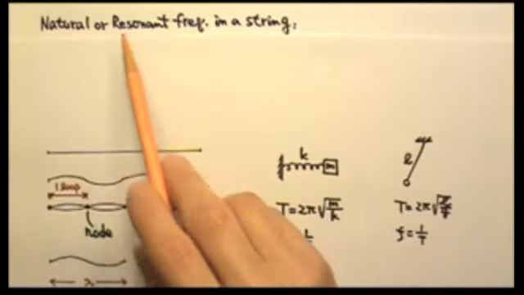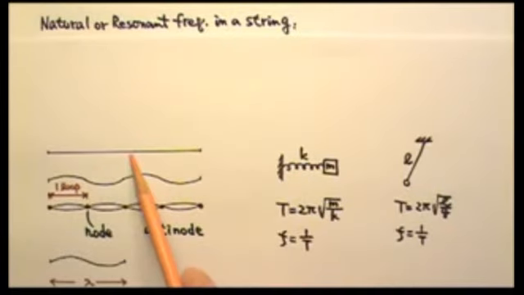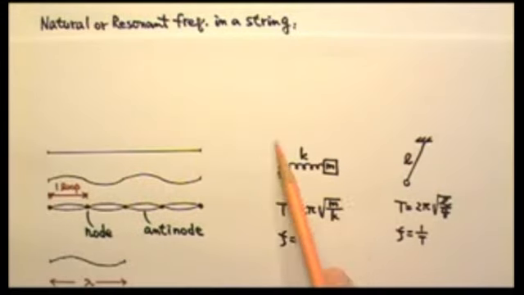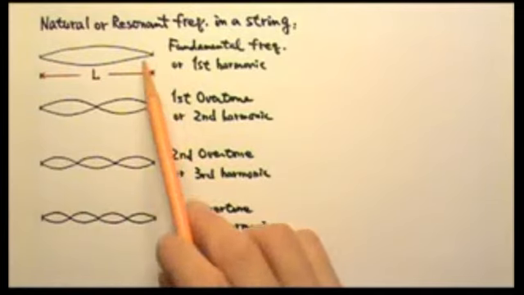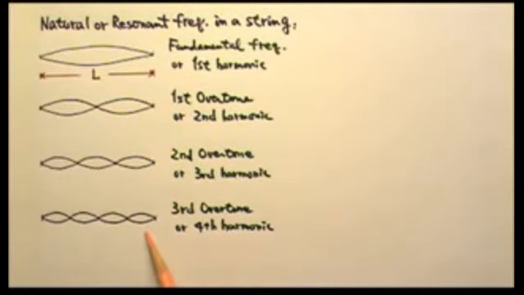Now let's look at the natural or resonant frequencies in a string. Unlike a spring mass system or a simple pendulum that only has one period and therefore one frequency, a string can have an infinite number of resonant frequencies. A string can oscillate in 1, 2, 3, or any whole number of loops.